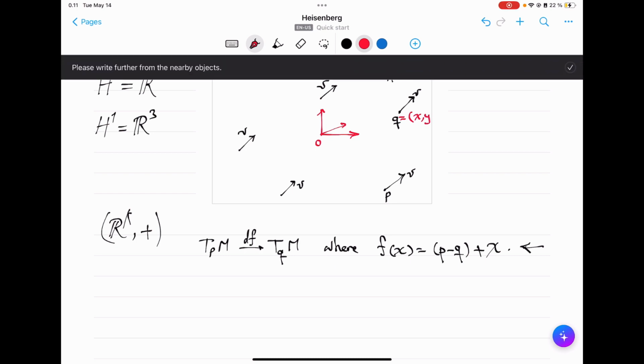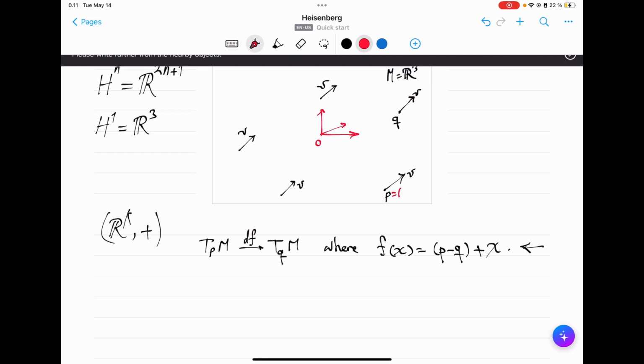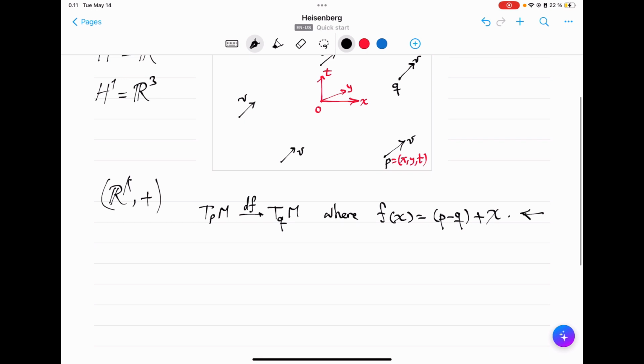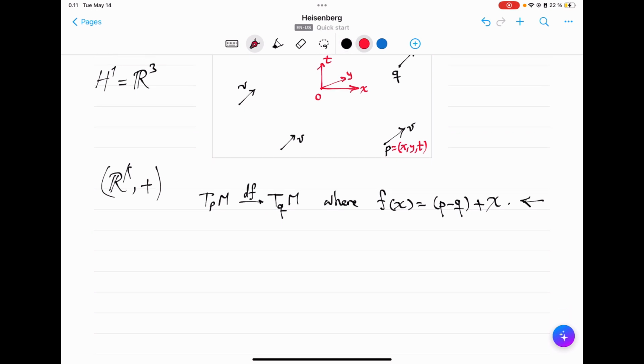So you can say P is X, Y, and T once you fix your coordinates. And also when you fix your coordinates, let me actually stick to the color red. So once we fix a coordinate system, again, that means just making a choice of basis.